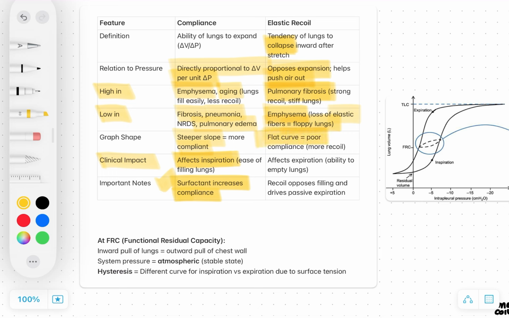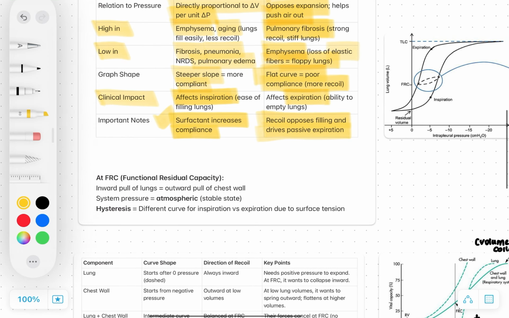It is low in conditions like aging and emphysema because there is less elastic recoil and floppy lungs. So there is a flat curve because of poor compliance and more recoil. It affects the expiration. Recoil opposes the filling and drives the passive expiration. At functional residual capacity, the inward pull of the lung is equal to the outward pull of the chest wall. So the system pressure is equal to the atmospheric pressure, and it is at a stable state at the functional residual capacity.